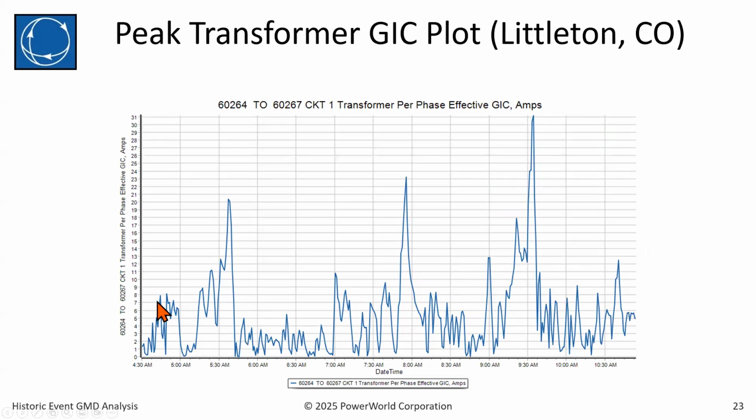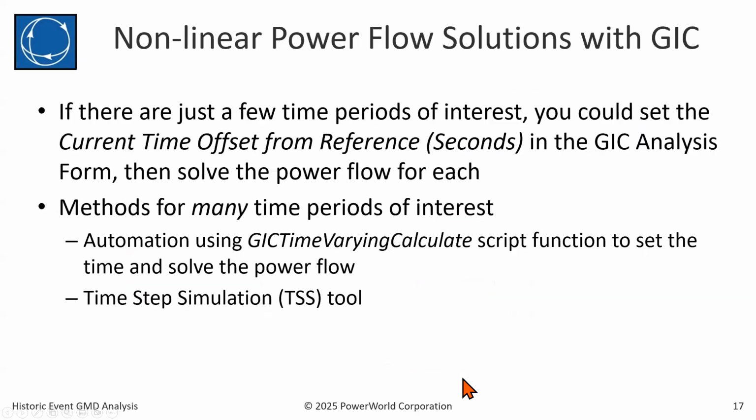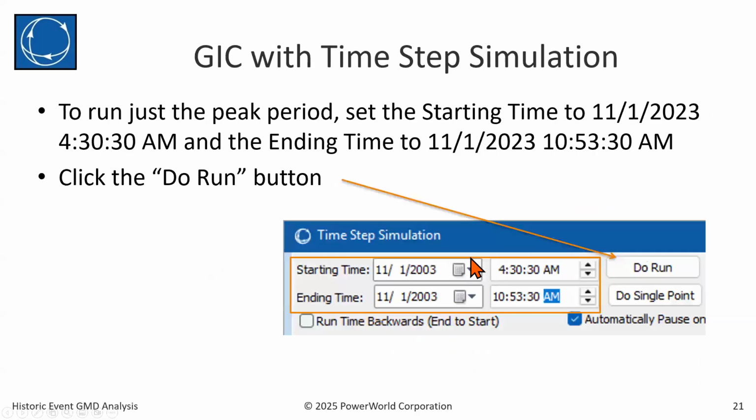So here's a trace of transformer GIC, and the 31 amps that you see at this time point right here at 9:30 a.m. on November 1st corresponds to the same value that we saw here in the transient stability plot, where we just looked at the worst case transformer at each given time point. The 31 amps right there corresponds to what we see on that trace.